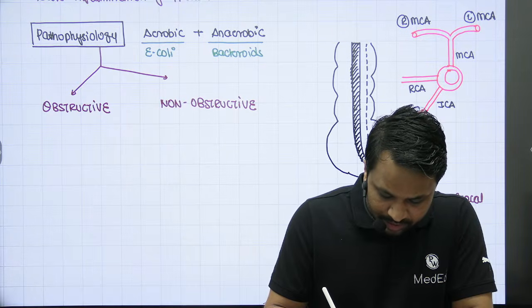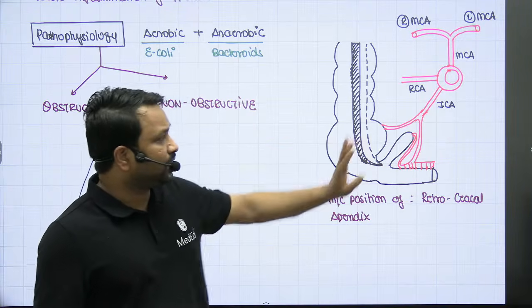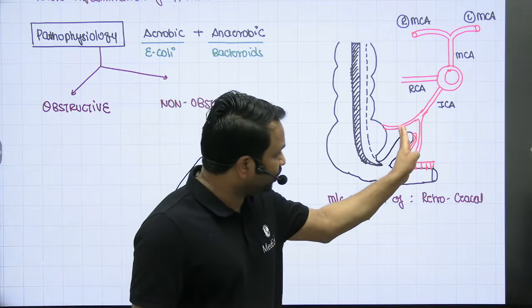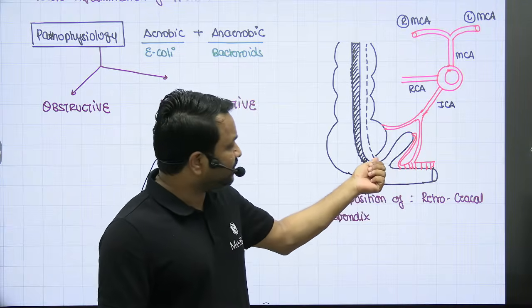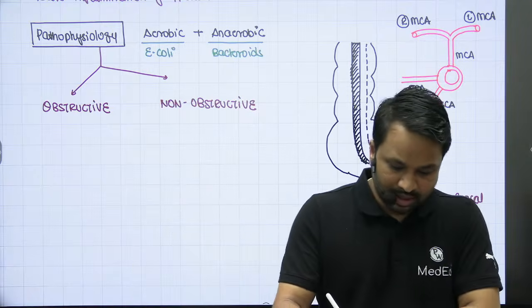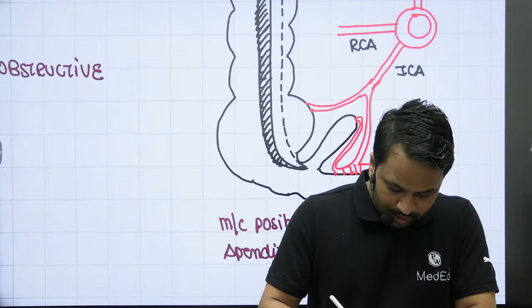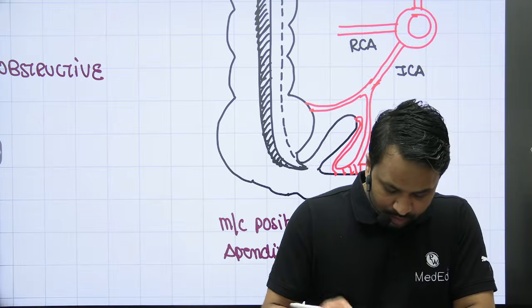So the appendicular artery technically is a branch of the ileocolic artery, which goes and attaches to the appendix, but it is not coming from the base. The supply is not coming from the base. The supply is coming from the tip of the appendix, and this is the appendicular lumen. This is the appendicular lumen that is present.